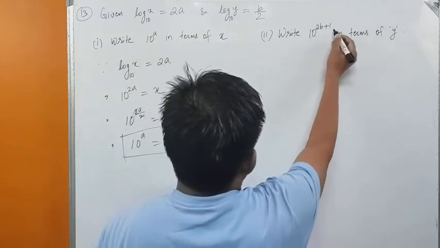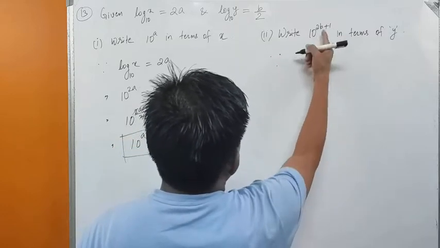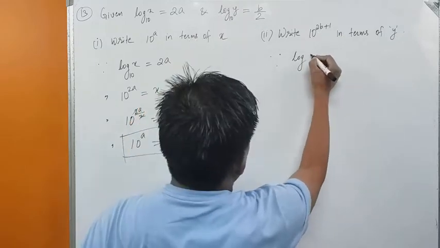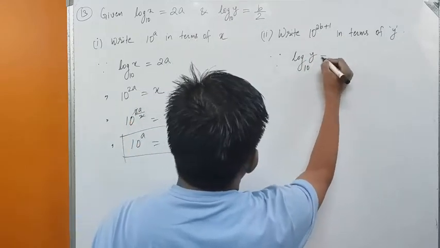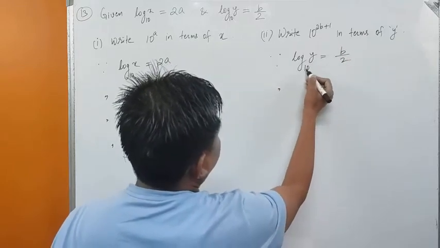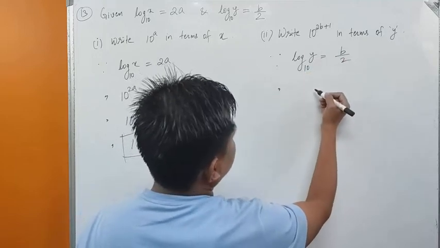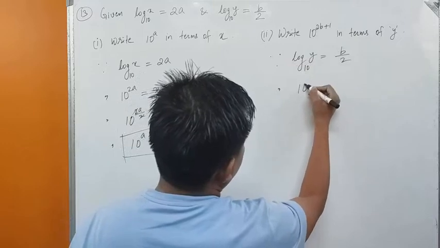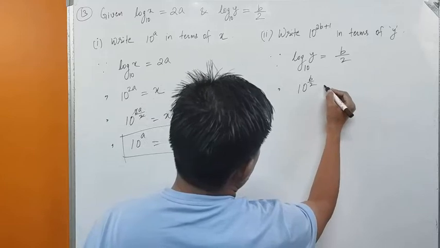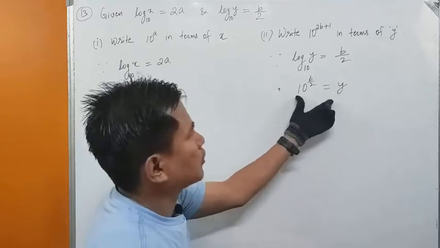10 to the power 2b plus 1. Now we need this equation, okay? Since b is there, isn't it? Log y to the base 10 equals b upon 2. The base is 10 here, so we convert this logarithmic equation to exponential form. Base is 10, so we write 10 here. This b upon 2 comes here as power, b upon 2 equals this y, which goes to the right hand side. This has been converted into exponential form, isn't it?